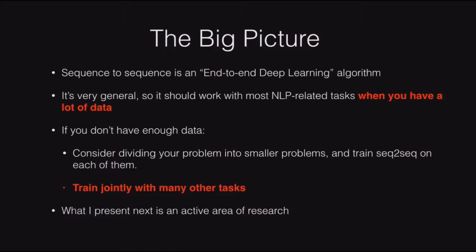But it works great when you have a lot of data. Now, when you don't have enough data, then maybe you want to consider dividing your problem into smaller components and then train your sequence-to-sequence model on the subcomponents and then merge them. Okay? Now, if you don't have a lot of data, but you have a lot of related tasks, then it's also possible to merge all these tasks by combining the data and having an indicator bit to say, this is translation, this is summarization, this is email reply, and then train it jointly. And that should improve your output too.